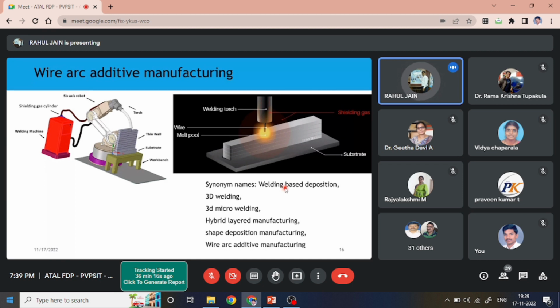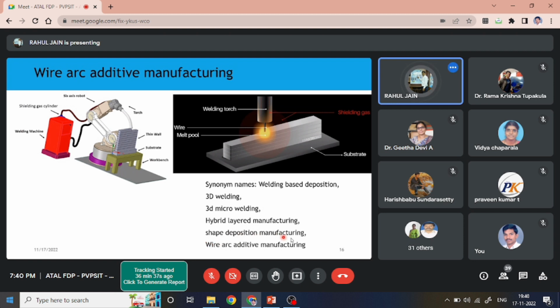Welding based deposition, because this is basically a welding technique and you're using it for deposition. 3D welding or 3D micro welding. Why? Because at the end of the day you are doing welding, but you're getting a 3-dimensional object. That's why 3D welding. Hybrid layer manufacturing, shape deposition manufacturing, and wire arc additive manufacturing.